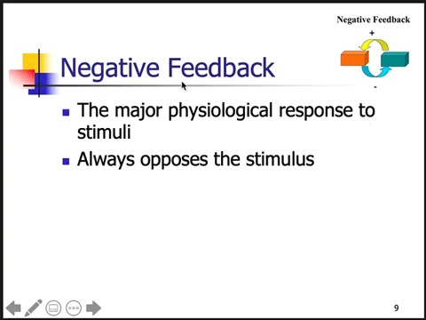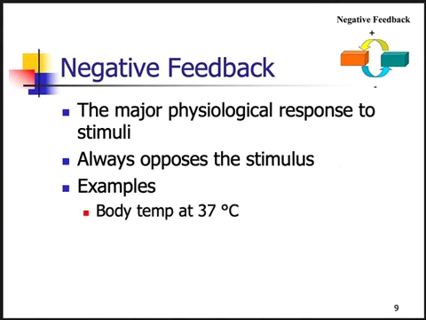Always the goal of negative feedback is to oppose the stimulus, because you don't want to deviate far from the set point. You want to maintain homeostasis. So examples that I already gave is the body temperature, right? Blood sugar, we don't want to go above 100 milligrams per deciliter.